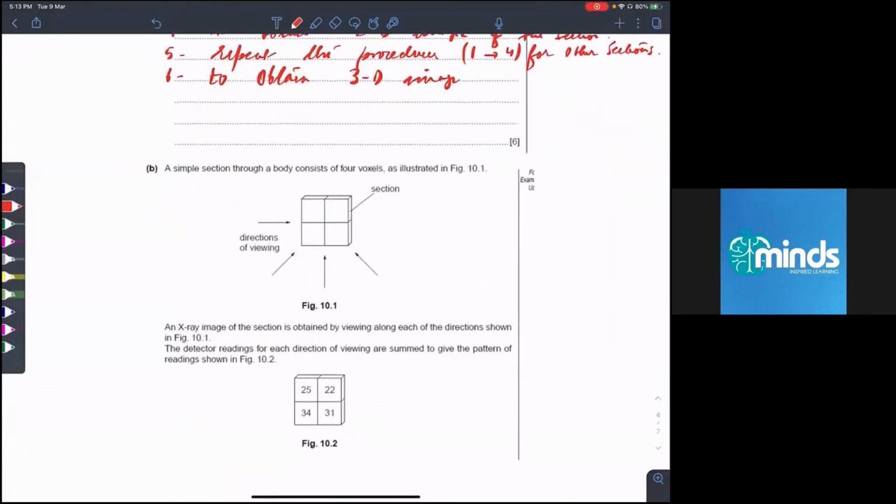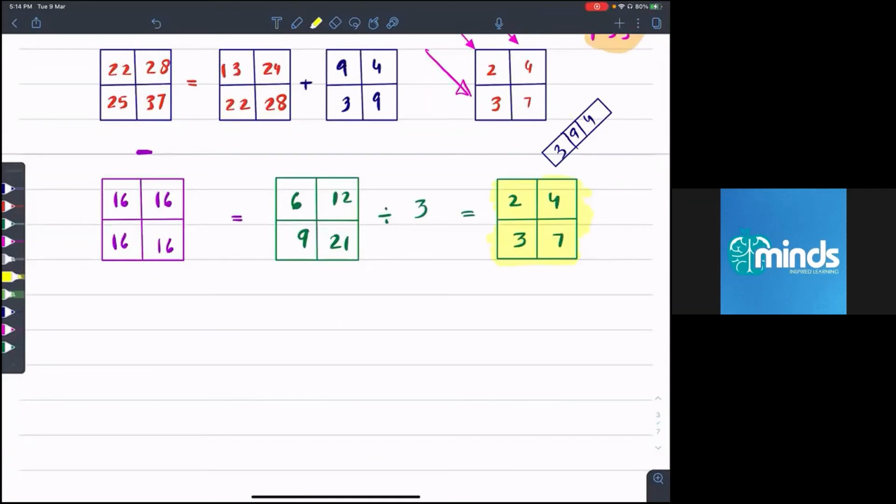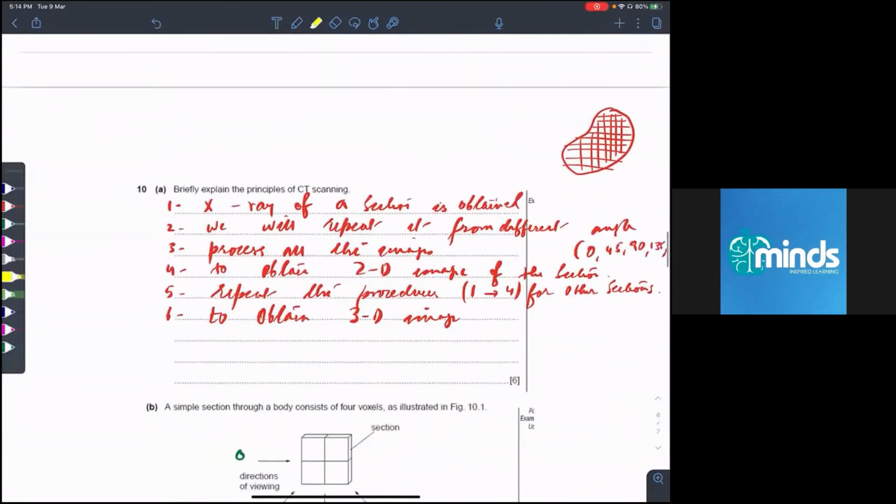A simple section through a body consists of 4 voxels as illustrated in figure 10.1. An X-ray image of the section is obtained by viewing along each of the directions shown in figure 10.1. Everywhere you can relate 0, 45, 90, and 135. The detector reading for each direction of viewing angle are summed to give the pattern of reading shown. This is why I highlighted in yellow, so that you can relate. This is the last voxel. In the exam, they have given you the last voxel that you will obtain.